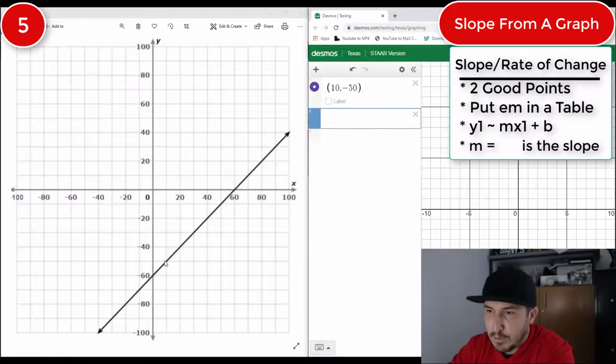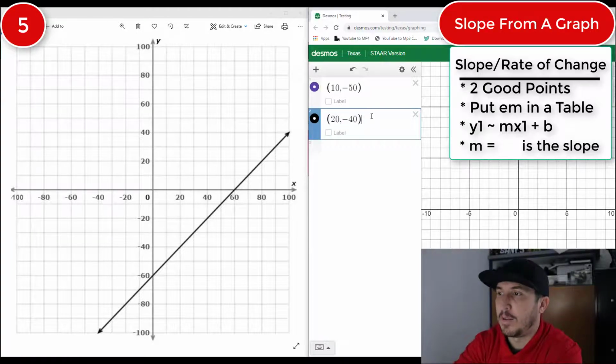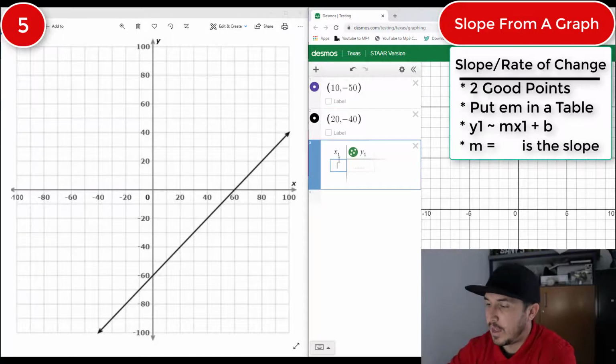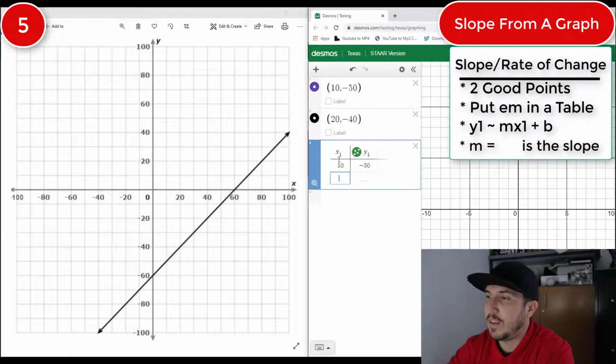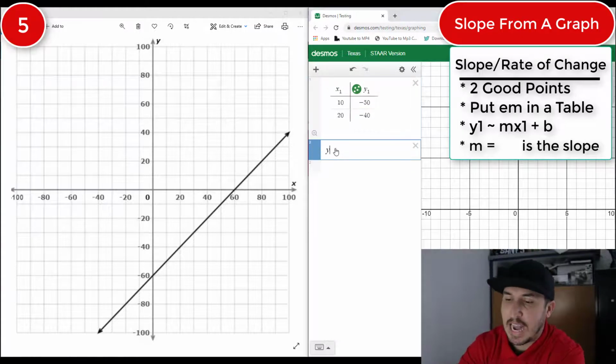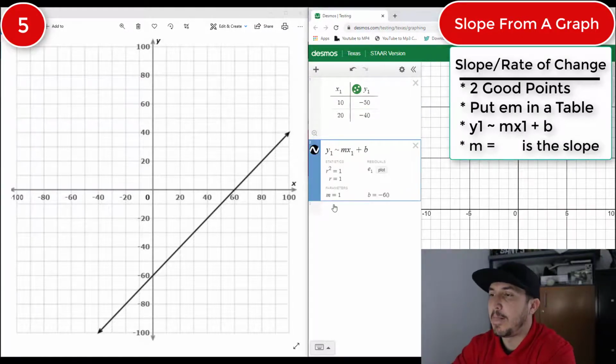All right, let's keep going. Oh, here's another good point. This says 20, -40. So I'm going to put that in. 20, -40. Now the next step is, I got my 2 good points. Let's put them into the calculator, into the table. Hit the plus sign, do table. I'm going to go with 10, -50, 20, -40. I can erase these guys. I don't need them anymore. Now we do the formula y1 squiggly mx1 plus b. Hey, there it is. My slope is 1. My slope here is 1, and I'm all done.